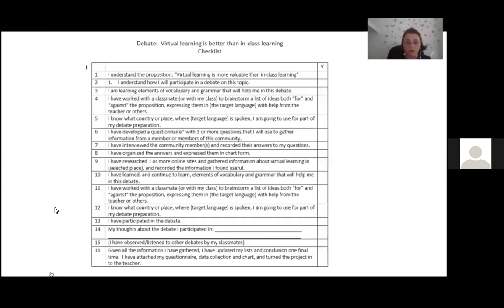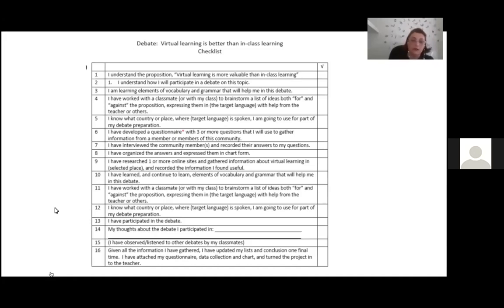Here the child is given guidelines to help them with the debate, and it is in the form of a checklist. And the child will be using it to help them. And in number 6, when you have the time to read it, the child will develop three or more questions that will be used to gather information from the members of the family and their community.